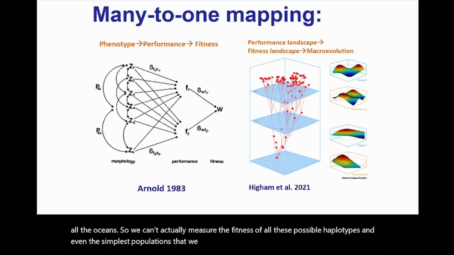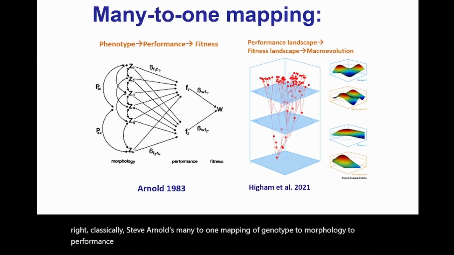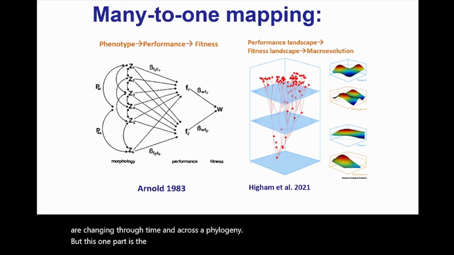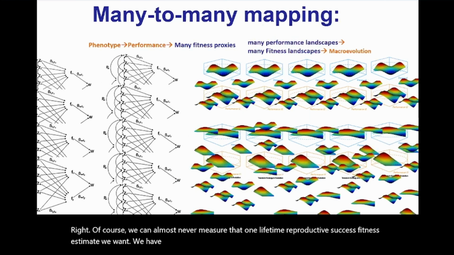Then there's this issue of many-to-one mapping, right? Classically, Steve Arnold's many-to-one mapping of genotype to morphology to performance to fitness, we can think about how these performance and fitness landscapes are changing through time and across a phylogeny. But this one part is the part that I have issue with, right? Of course, we can almost never measure that one lifetime reproductive success fitness estimate we want. We have fitness proxies. So in reality, it's more like many-to-many mapping, right?